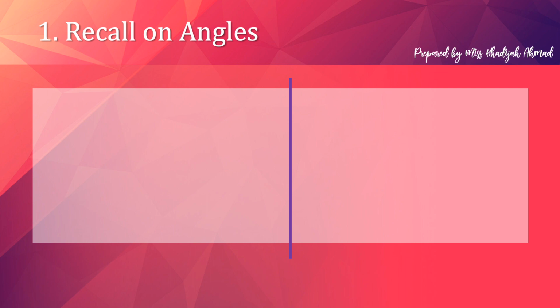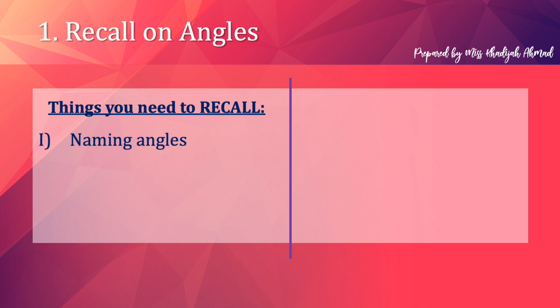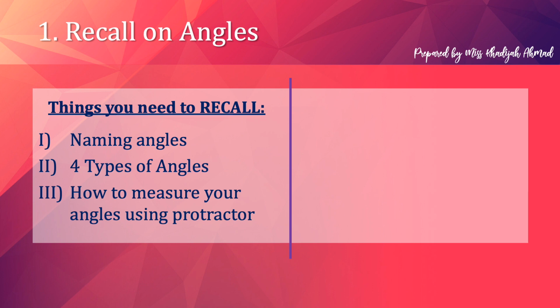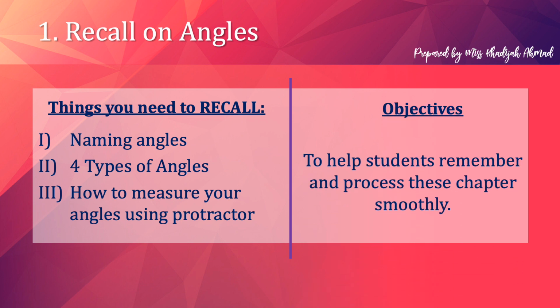Before we actually begin on our chapter, I need to recall these 3 things with you. 1. Naming angles. 2. 4 types of angles. 3. How to measure your angles using protractor. Although these are the basics that you have learned already in your year 4 and some lower primary, we still need to recall, so this would help you to remember and process this chapter smoothly.